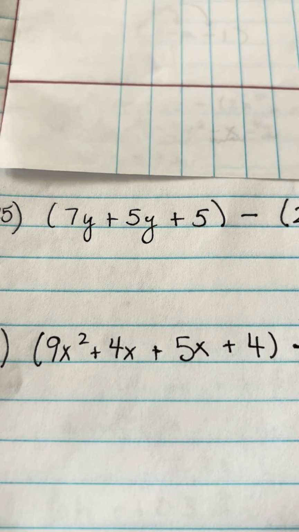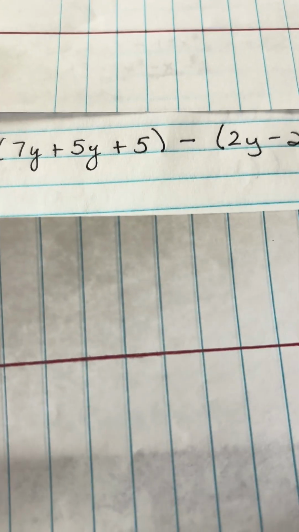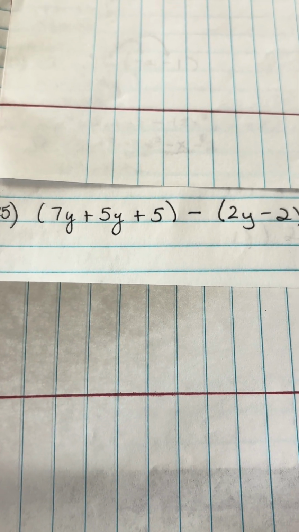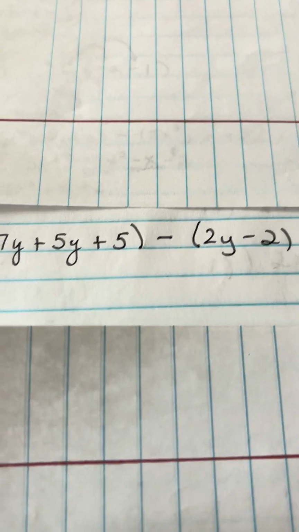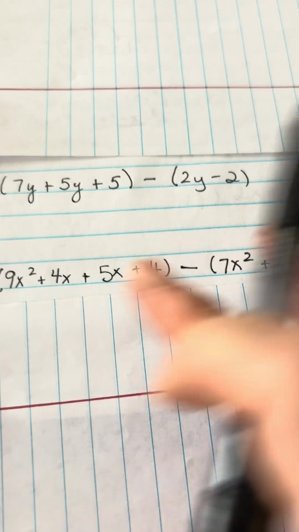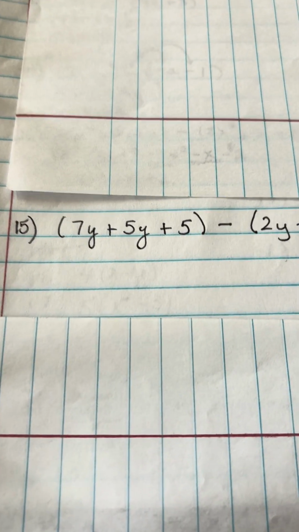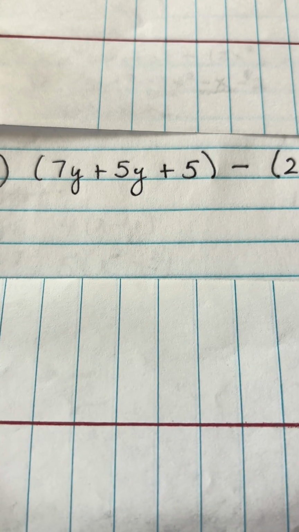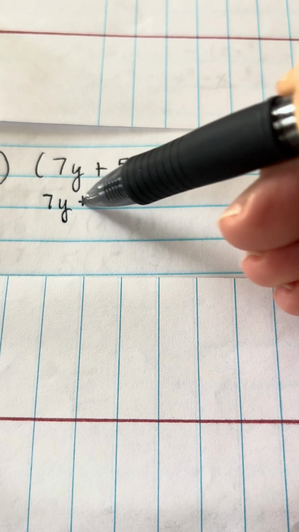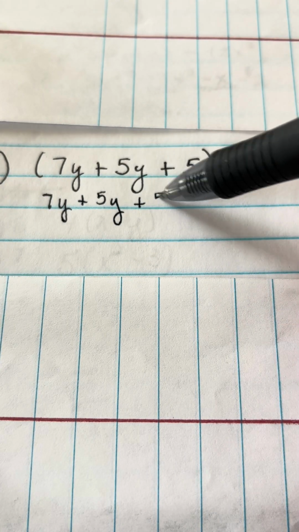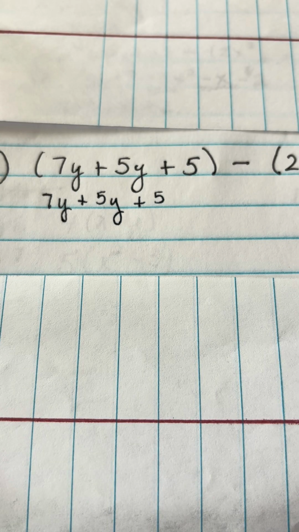Working on problem 15. You've got 7y plus 5y plus 5 minus the quantity 2y minus 2. So the first thing you can do, if you're looking at that and you're thinking, oh, those are like terms inside the parentheses and we're supposed to do parentheses first, you absolutely could do that. That's not going to cause any problems. But I just want to follow the model of the way we've been doing it and just rewrite it as it is. If you decided to put those together and say 12y, it's not wrong, it's great.